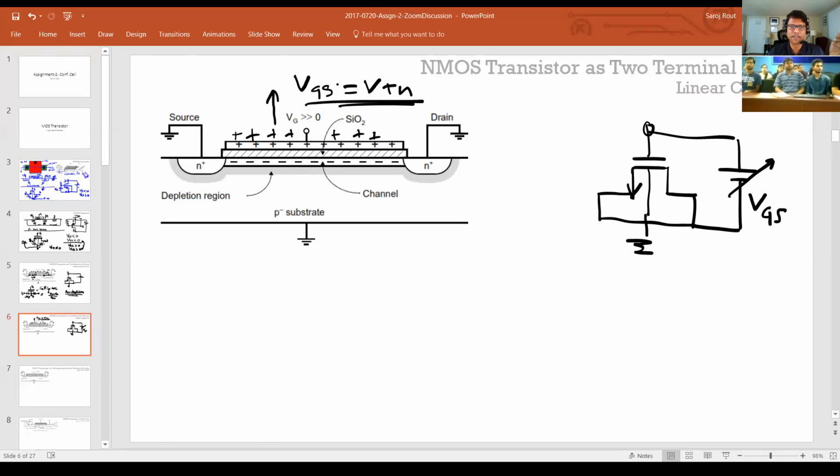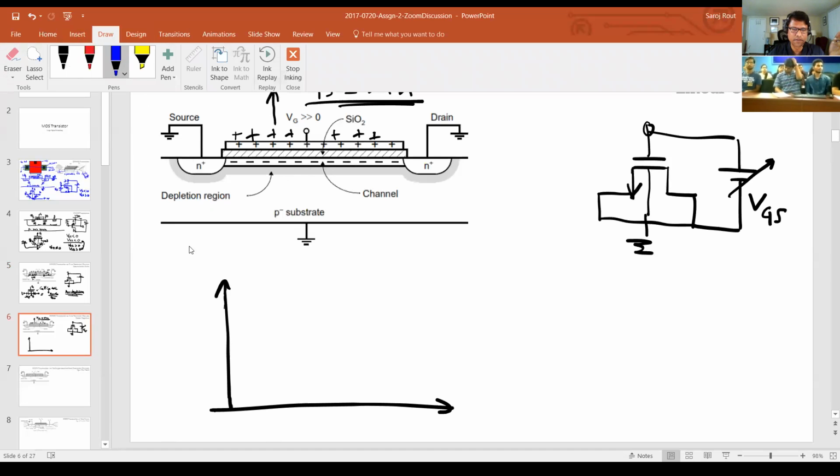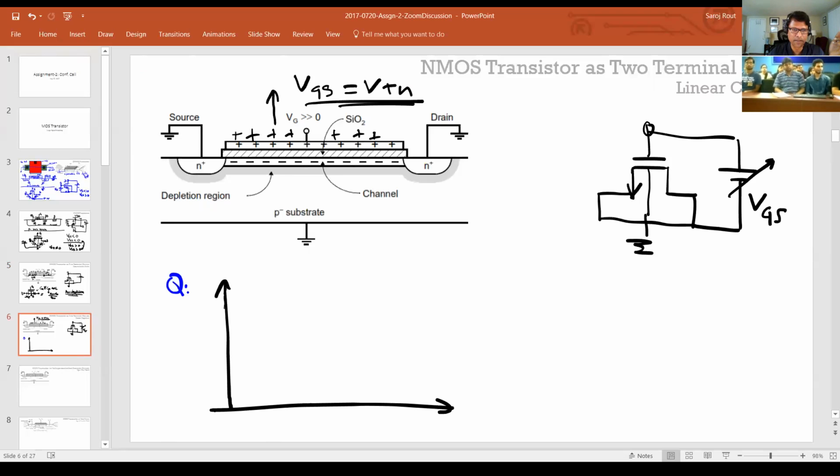So after this, VGS goes higher than... so if I draw a graph here, let's say this is the magnitude of the charge being accumulated on the gate or the substrate side, and let's say this is the gate to source voltage or the gate to substrate voltage. So the charge is pretty much going to be 0, and like I said, it's going to be very small, and then slowly it'll increase linearly.